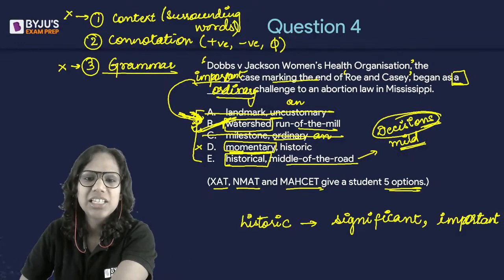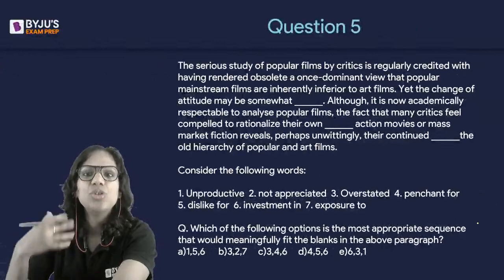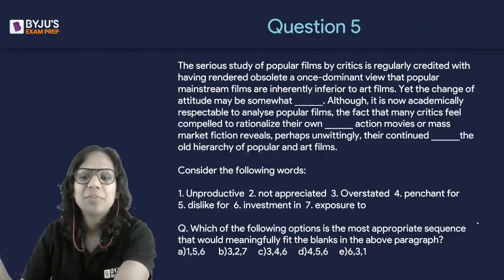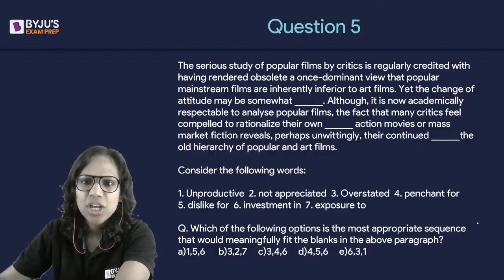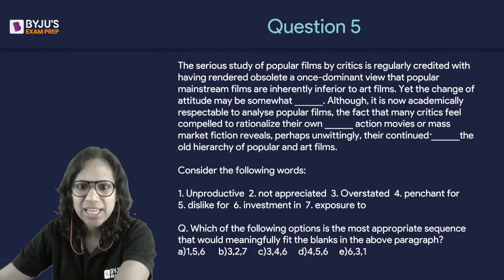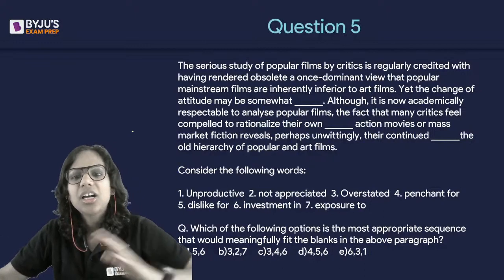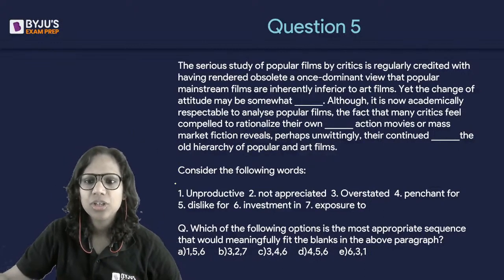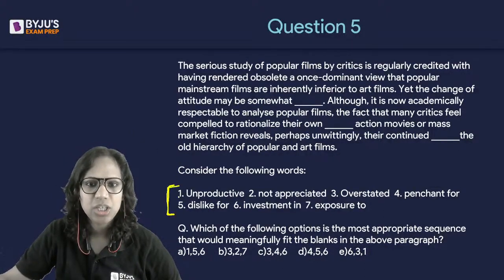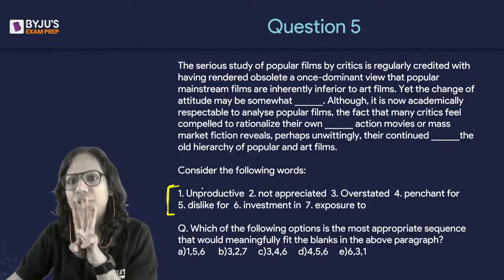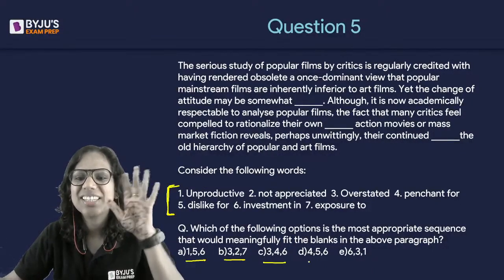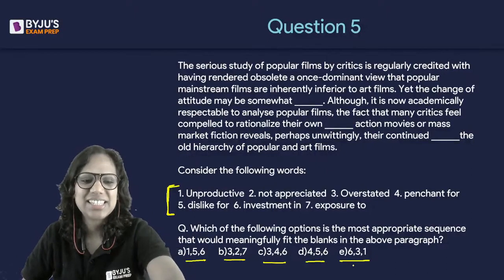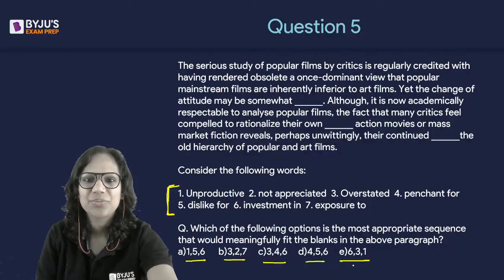Okay, so I hope this is clear that grammar can also help you, and now you'll pay attention to grammar as well, apart from context and connotation. So look at question 5, and here you have 3 blanks. Now this is a slightly different question. You are given 7 words in the options. Out of these, 3 fit. So you have to tell me which combination of words fits this paragraph. Yes. Let's see what you say.